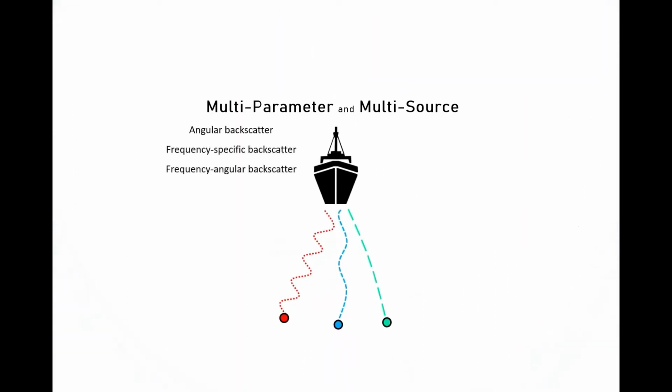And so multi-parameter, I'm just referring to the use of angular backscatter to infer seabed characteristics, but also frequency-specific backscatter, and mixing the two, so it's frequency, angular, specific backscatter. And then, as we started talking about too, we've got some interest in trying to use not only the frequency information, the differences in depth, but also frequency, angular, depth information to infer substrate properties based on penetration.